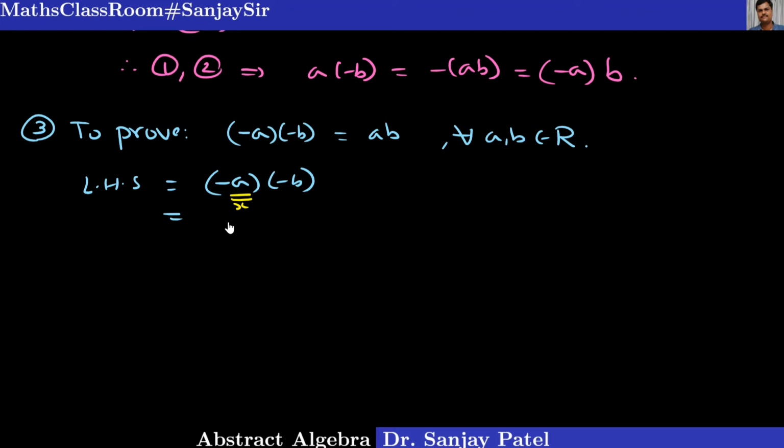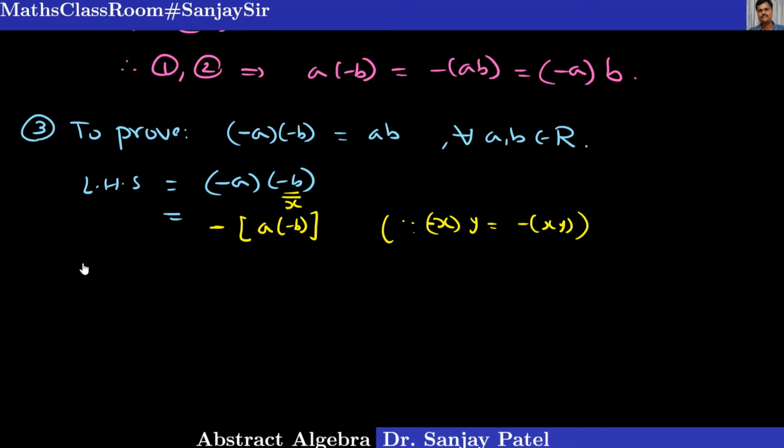So that I can write as minus of A into minus B, because X, I am calling that element X. Anything you can take as X. Suppose I call this whole minus B as an X, then minus A into X is equal to minus A times X. Okay, so I am using that result, that minus X into Y is equal to minus of XY.